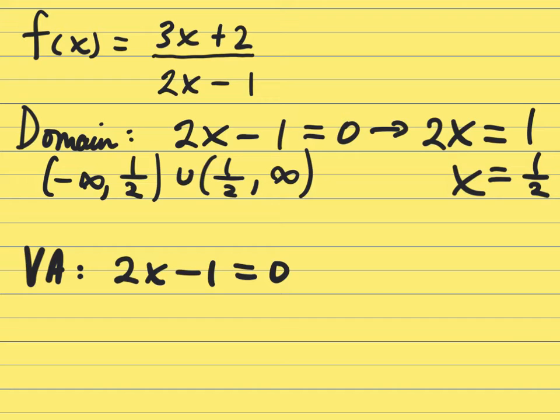So those two concepts of domain and vertical asymptote, you have to be very careful. In domain, you don't want the denominator to be 0. With a vertical asymptote, you look for where the denominator is 0 as long as the factor in the denominator can't be canceled away.